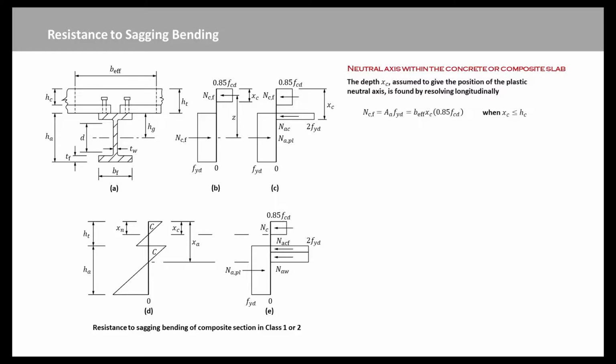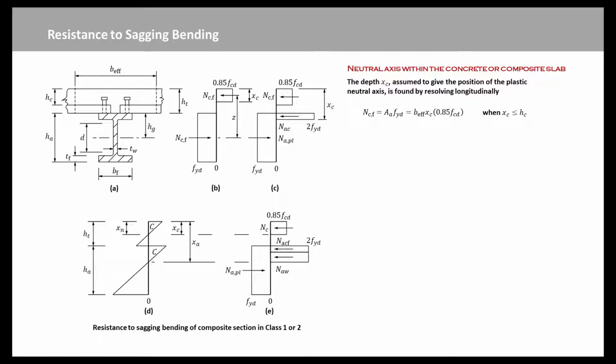The first one is neutral axis within the concrete or composite slab. The stress blocks are shown in Figure B. The depth xc assumed to give the position of the plastic neutral axis is found by resolving longitudinally as this equation. This method is valid when xc is less than or equal to hc. For the transverse sheeting shown, hc is the net depth of the concrete slab, where the slab is supported by secondary beams, and the sheeting runs parallel to the main beam.